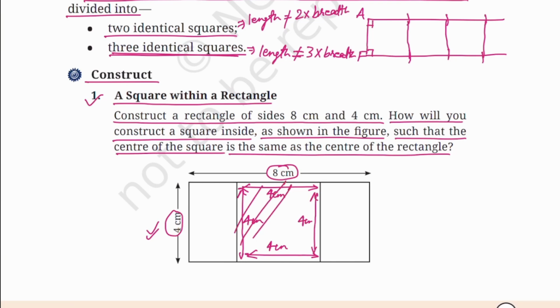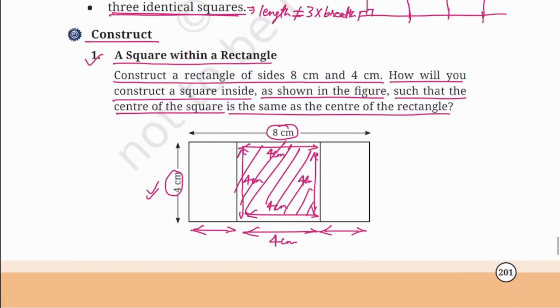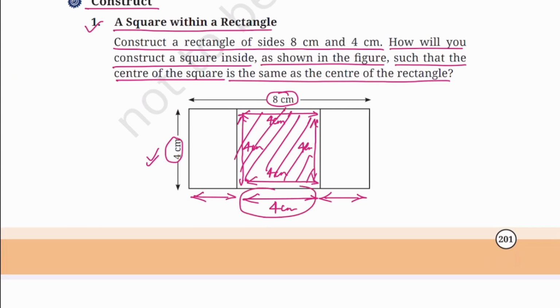Since this square is in the middle of the rectangle, this length should be equal to this length. Since this length has been removed from 8 centimeter, only 4 centimeter length will remain. It should be split in two halves such that this length is equal to this length. So 4 divided by 2 is equal to 2 centimeter. This length should be 2 centimeter and this 2.